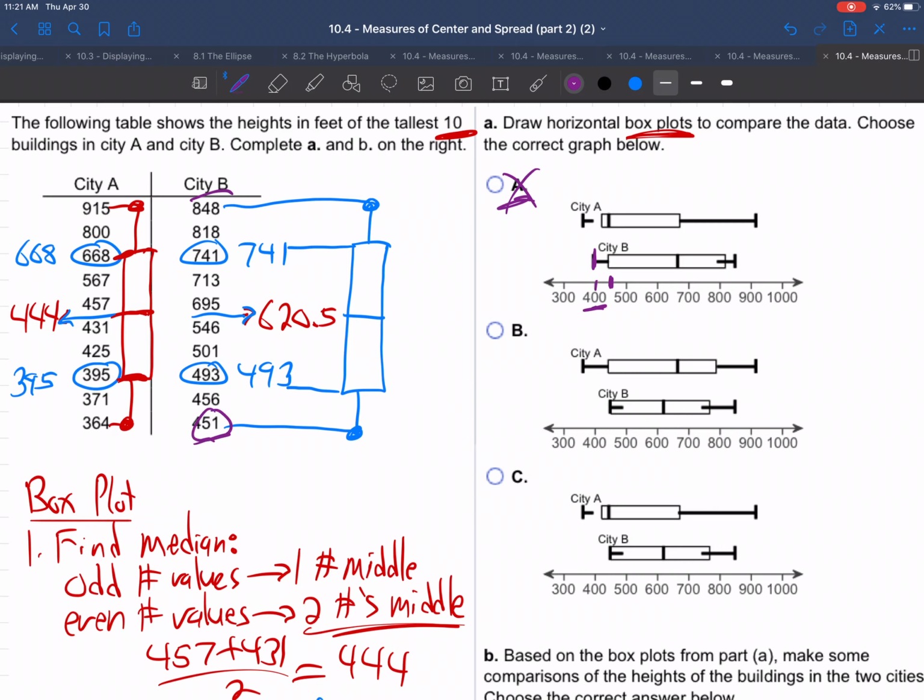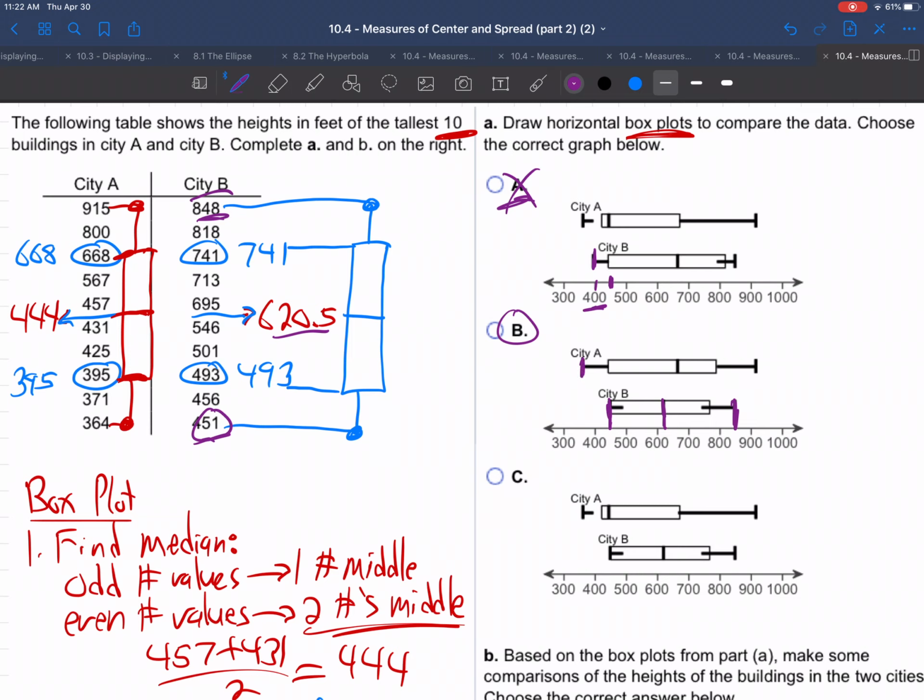No, that's wrong. Let's go to B. So on B, I'm looking at this one now. Let's see. The lowest value for city B, 450. Yeah, looks about right. The middle value for city B is just over 600. Yeah, it should be 620. That's looking good. The high value here is around 850. Yeah, 848. That looks good. Looks pretty right.